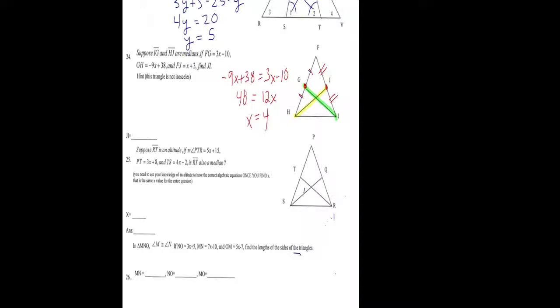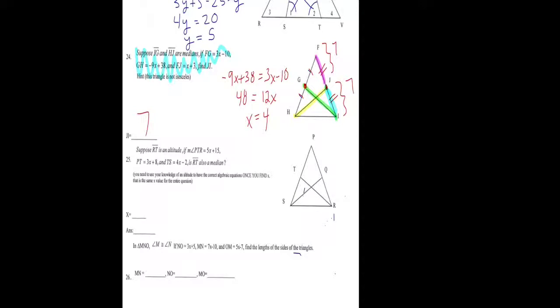Okay. Now they want us to find JI, which is that segment right there. We don't have an algebraic representation of JI, but we do have an algebraic representation of FJ. FJ is x plus 3. So if that distance there is x plus 3 and x is 4, F to J is 7. But we also know that this yellow line here is a median, so J is a midpoint. So if J is a midpoint, FJ is 7, but so is I to J. So JI or IJ should be 7.